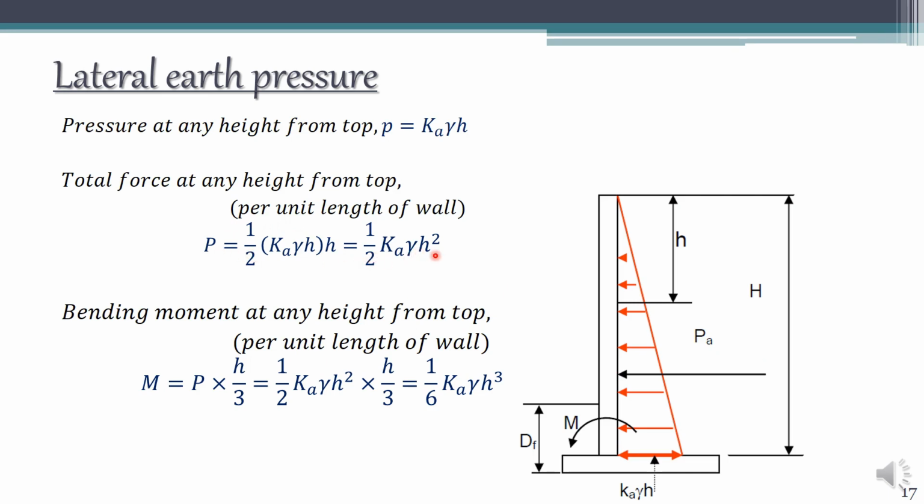Since the distribution is triangular, the total pressure will be acting at a height of h by 3 from the bottom, and this in turn creates an overturning moment at the base, which is equal to P into h by 3. So we have a total overturning bending moment of 1 by 6 Ka gamma h cube. Here we can see that because of lateral earth pressure, there are two effects: the total horizontal force P, as well as a total moment created by P, which is an overturning moment M.